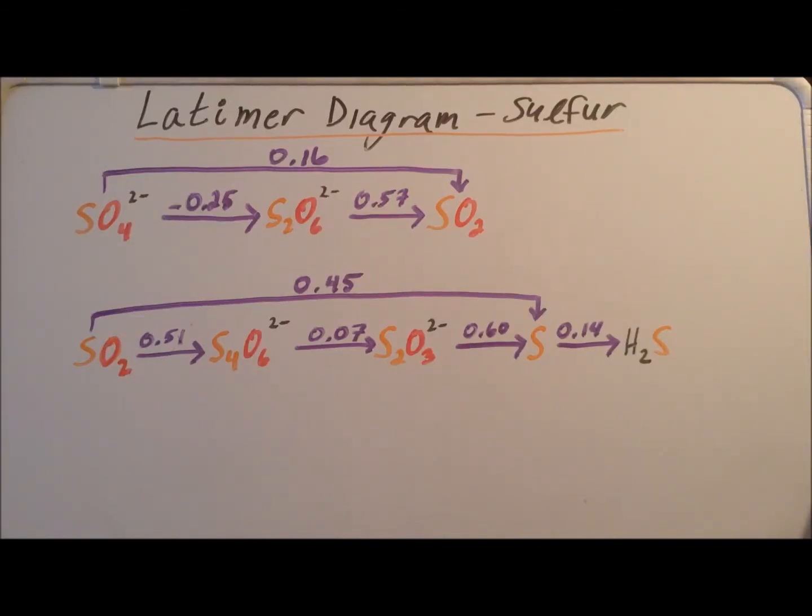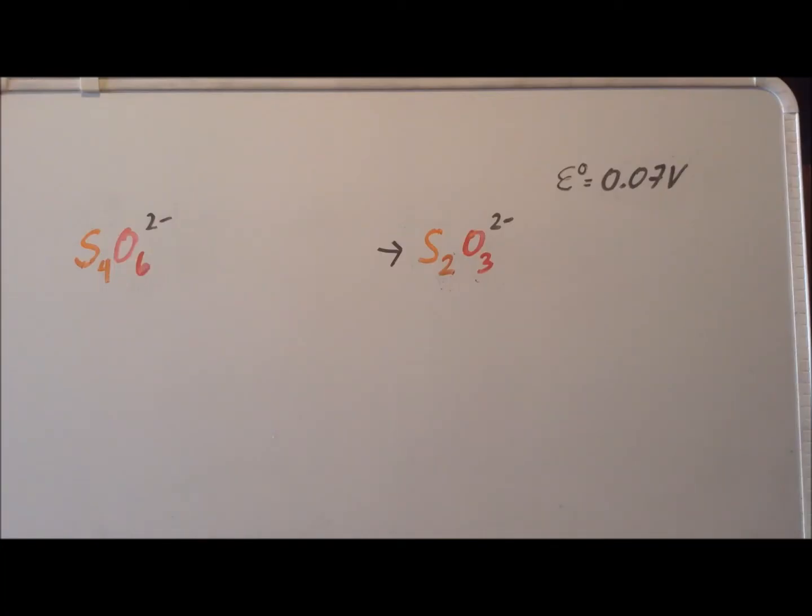Next, we are going to look at the reduction of tetrathionate ion to thiosulfate. In our next reaction, we're looking at the reduction of tetrathionate ion to thiosulfate in acidic solution, which our Latimer diagram tells us has a standard reduction potential of 0.07 volts. So we'll proceed as we had before.